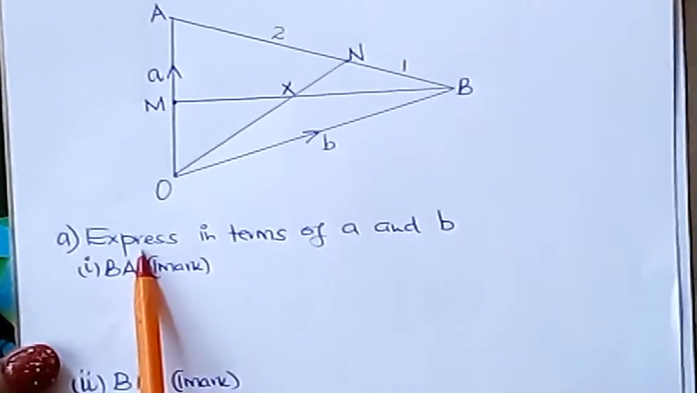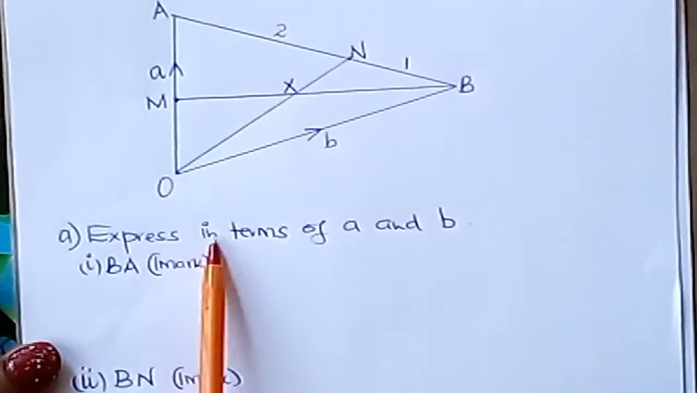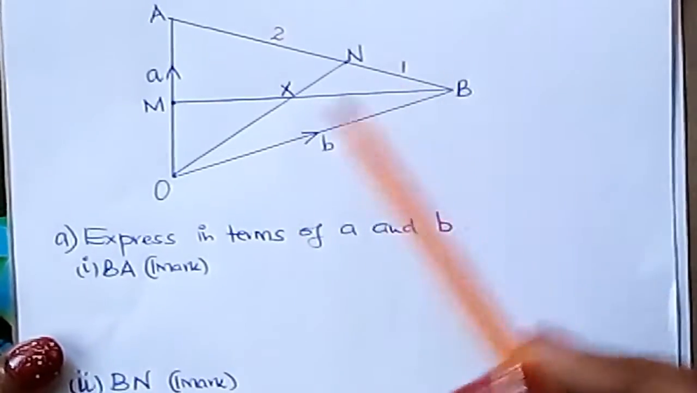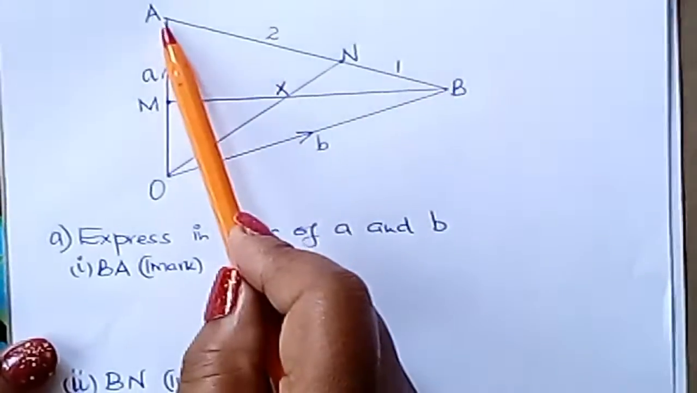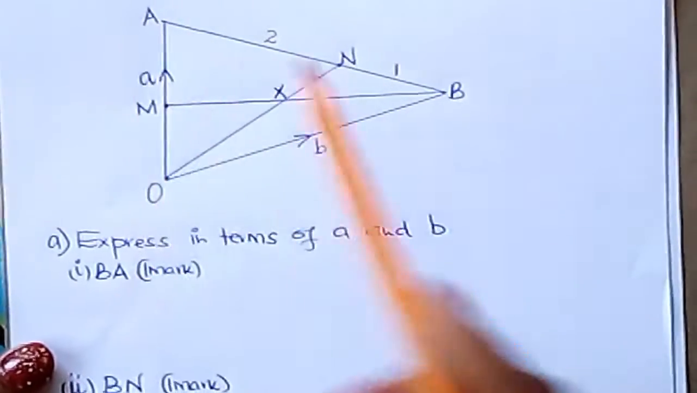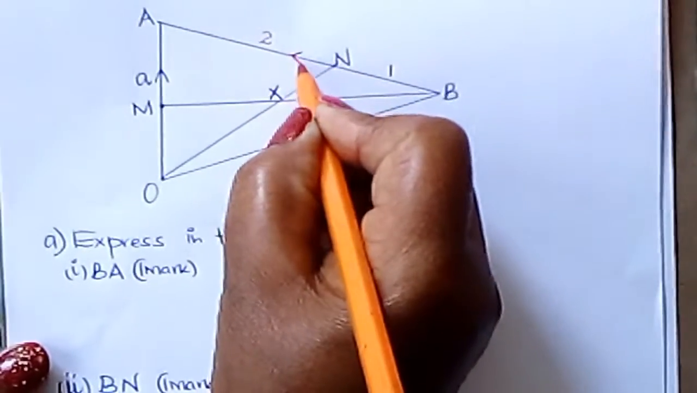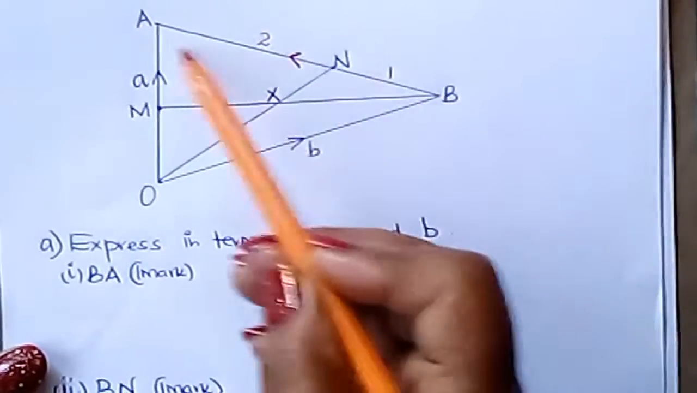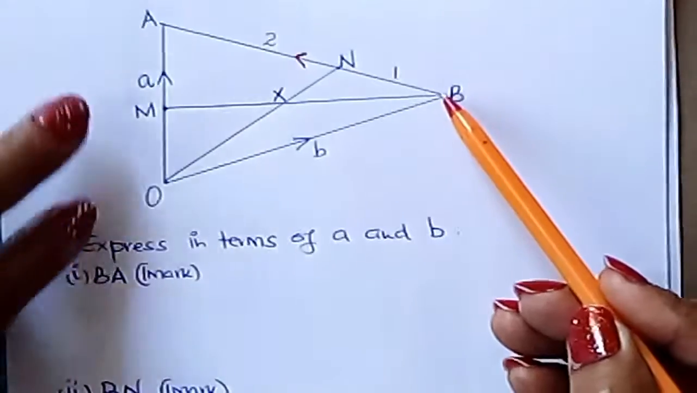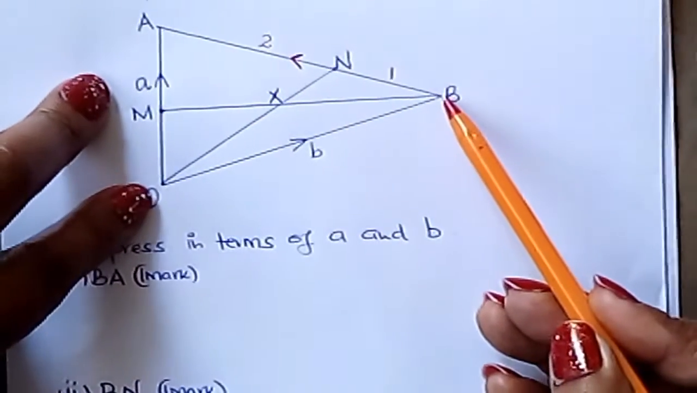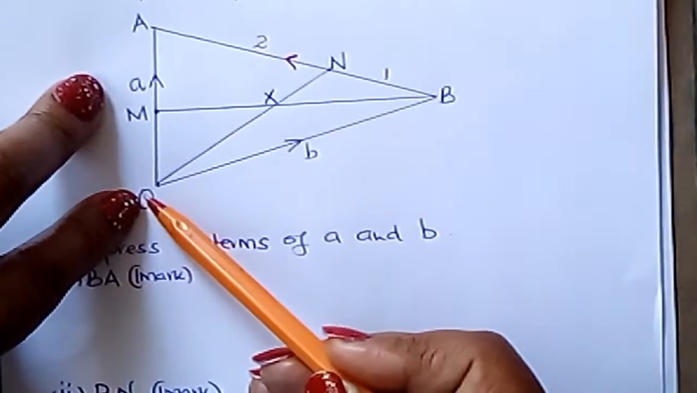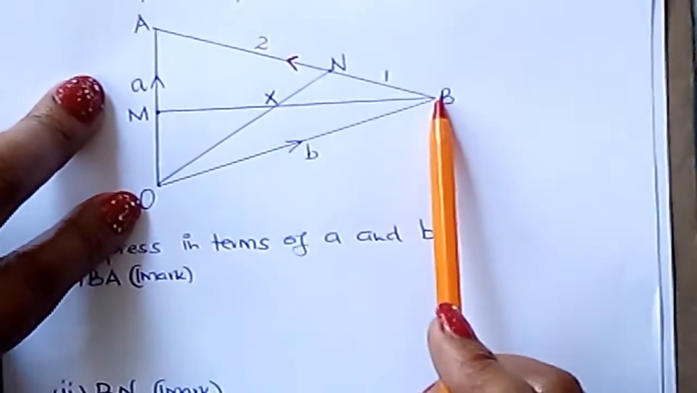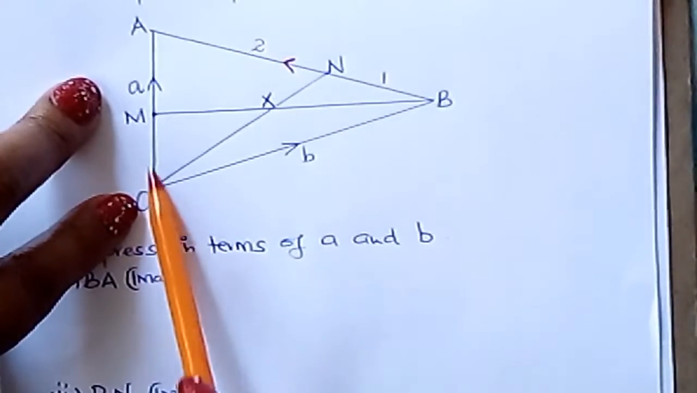You are told express in terms of a and b, vector BA. What is vector BA, learner? Look at this vector here. You can even put an arrow for you to see it clearly. Vector BA, you imagine you are moving from B to A. It is the same as moving from B to O and then O to A. Look at that. Vector BA is the same as BO plus OA.